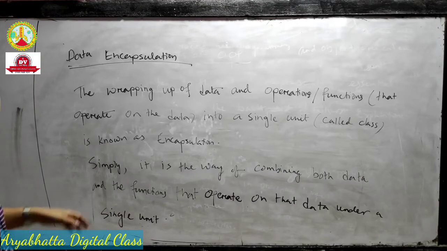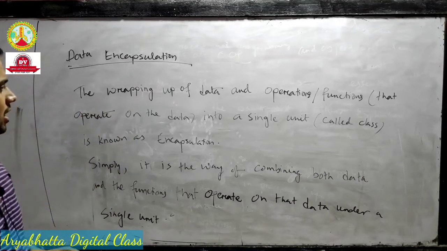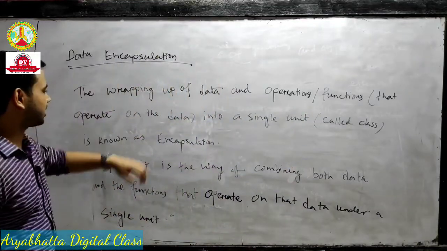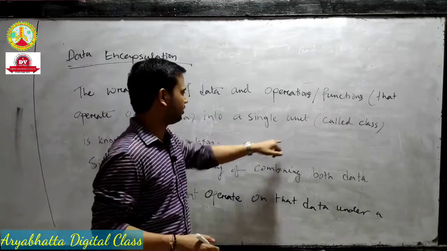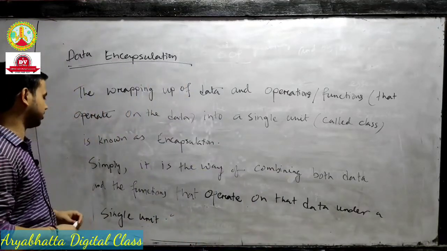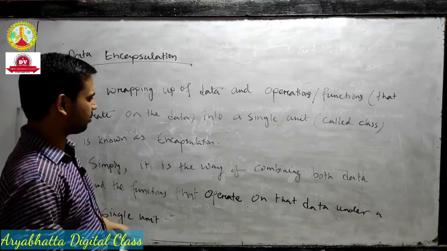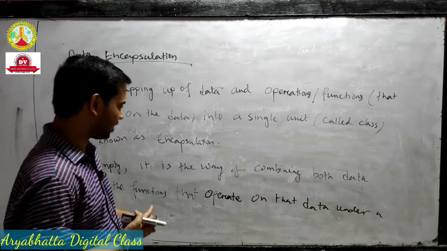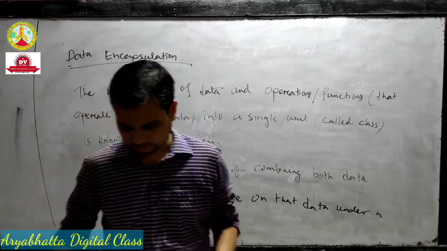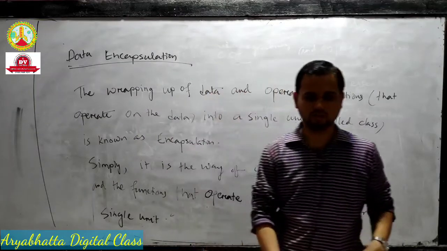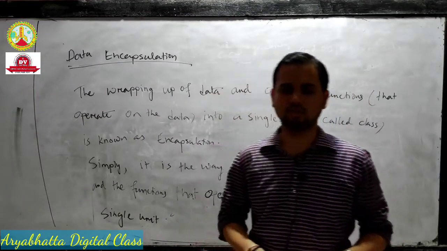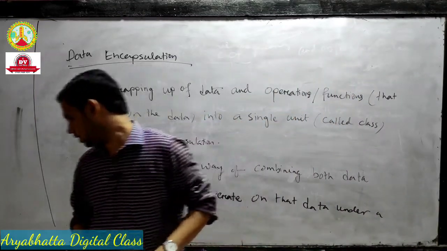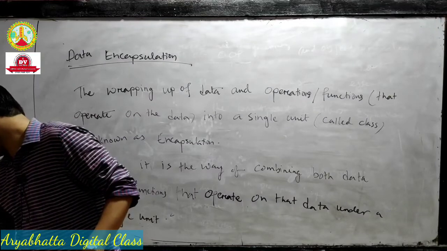Just note down: the wrapping up of data and operations, or functions, which means the same thing, that operate on the data, into a single unit called a class is known as encapsulation. Simply, it is the way of combining both data and the functions that operate on that data under a single unit. It is the basic concept of safety. You safely handle the data.